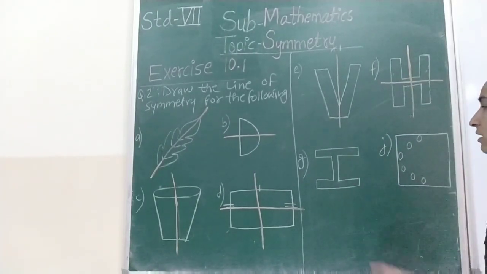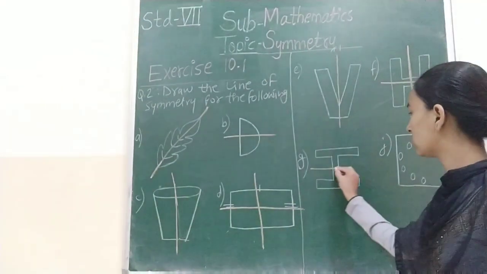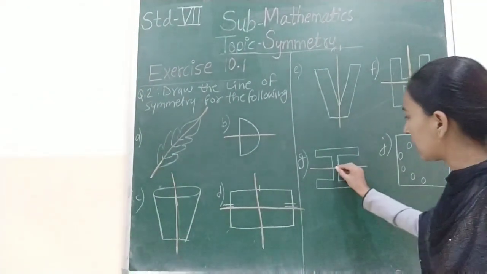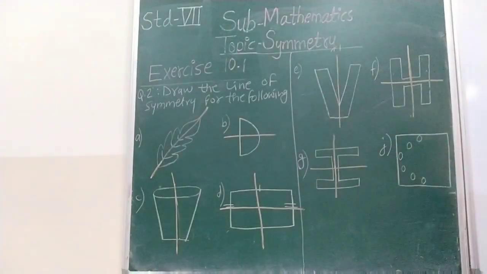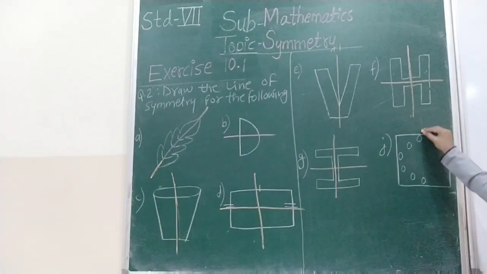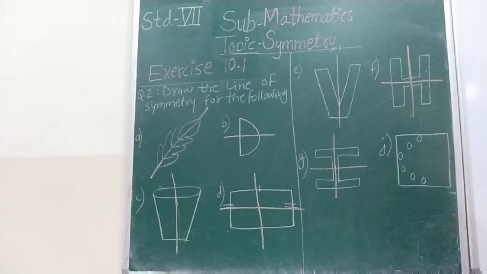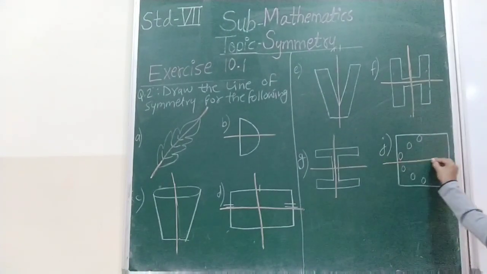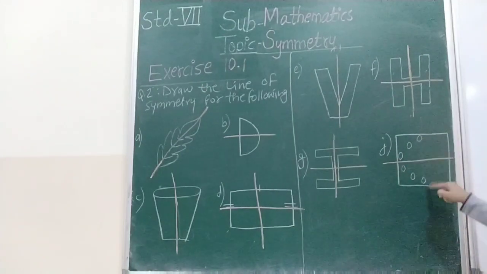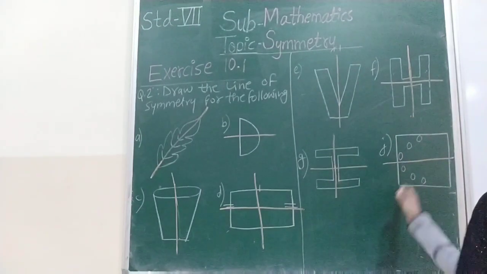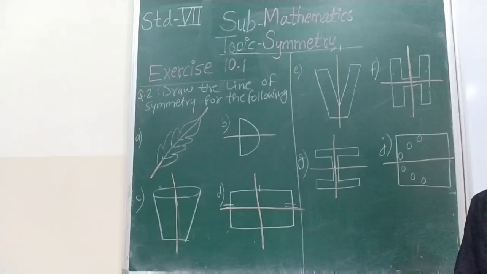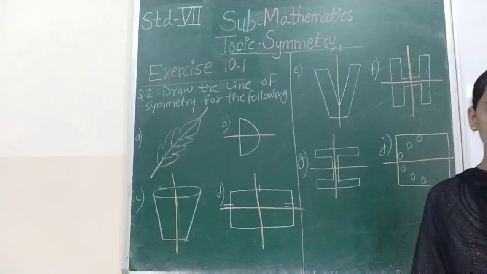Now see in I, the letter I. If I draw a horizontal line, it gives the same part. Similarly, if I draw a vertical line, it also gives the same part. But if I draw like this, does it give the same part? No. But what happens if I draw like this? This gives the same. Understand this line of symmetry? Now you can draw the line of symmetry in other questions.